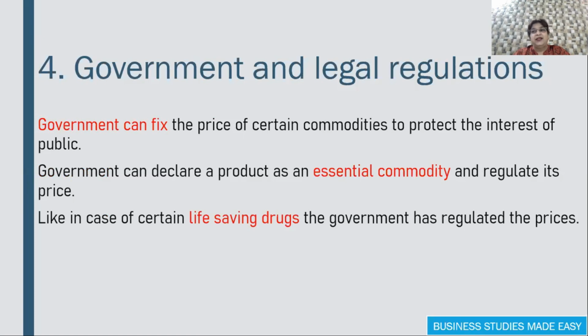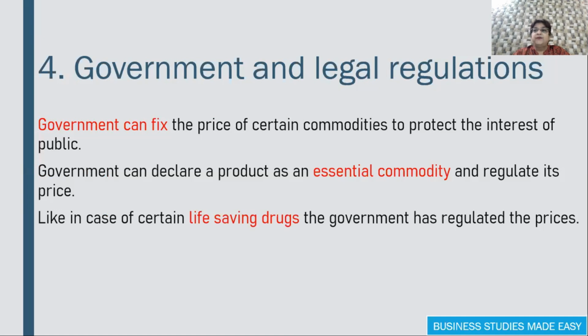Then comes government and legal regulations. Now, government has got this Essential Commodity Act in which the government has the right to fix the price of certain commodities. Now, the poor sometimes are not able to manage to get a number of products. So government has fixed the prices. Suppose somebody is hospitalized and they need medicines, life-saving drugs. And for the poor, it's very difficult. So the government has fixed the price for these drugs. They've fixed the price for, let us say, salt, calcium tablets, etc.